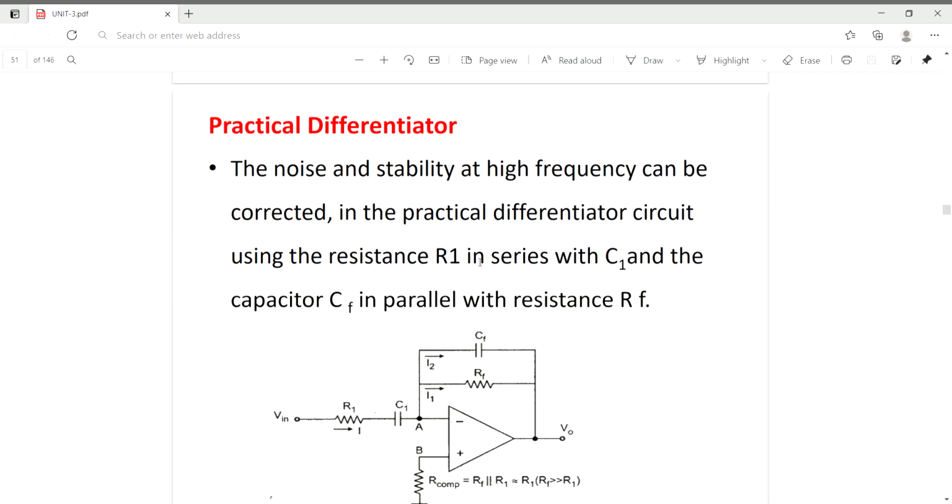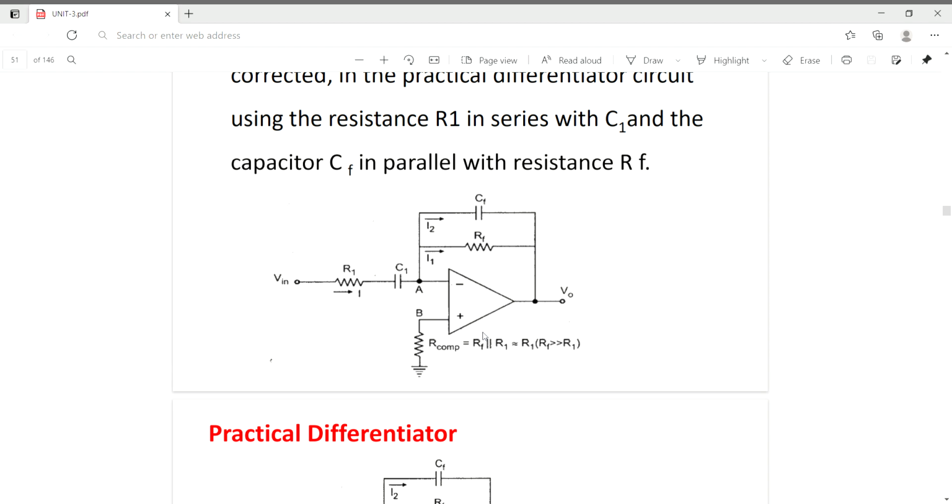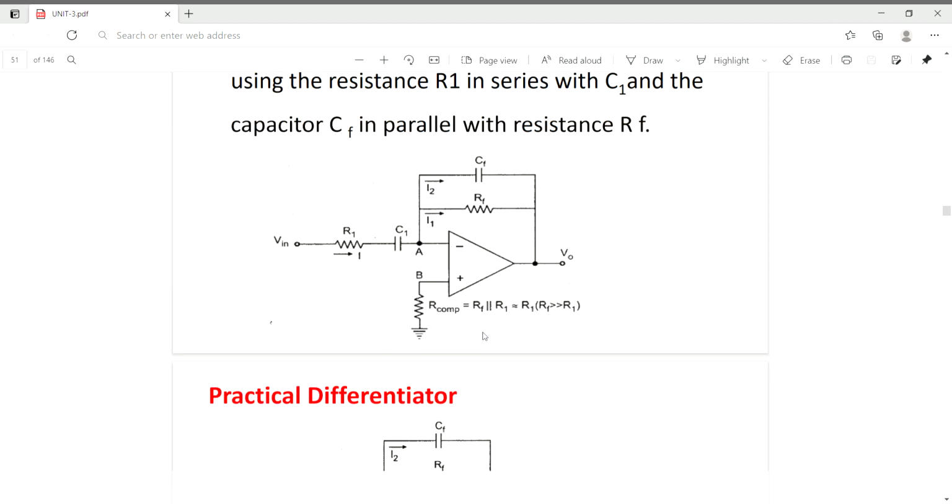Then we have the practical differentiator, which will differ from the ideal differentiator because of some practical disturbances. So here the noise and stability at high frequency can be corrected. The practical differentiator will have a resistor connected in series with the capacitor, and a capacitor connected parallel to the feedback resistor, and this will reduce the amount of noise and disturbances that we are getting.